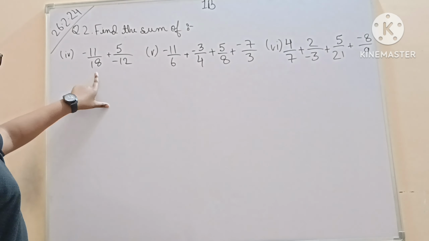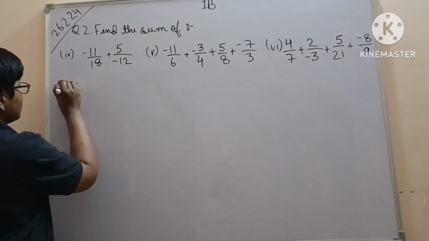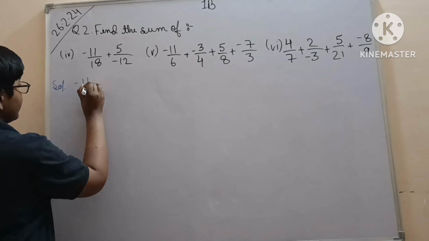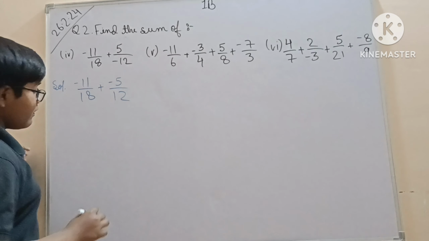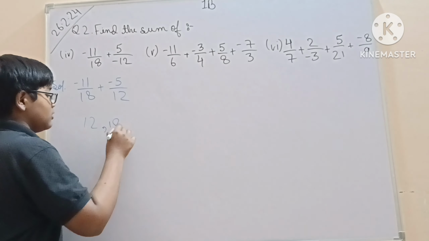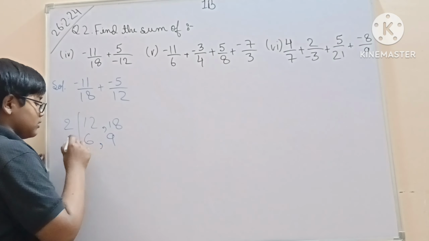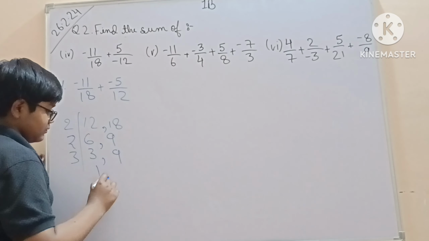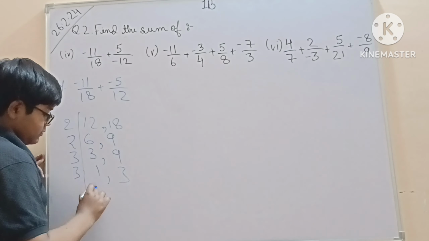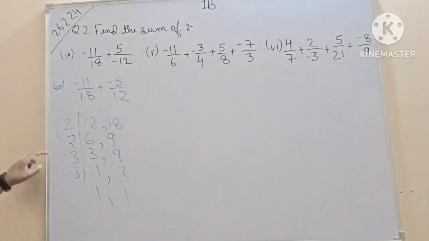Now it is given to us that we have to find the sum of this. So now we will transfer this minus to the numerator side. So it will become minus 11 divided by 18 plus minus 5 divided by 12. And now we will find the LCM of 12 and 18. So the LCM of 12 and 18 we will find by this method. Now the multiplication of these numbers will be the LCM of 12 and 18. How have we found it?